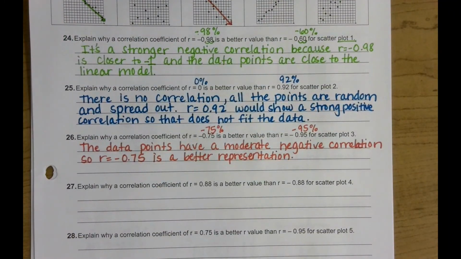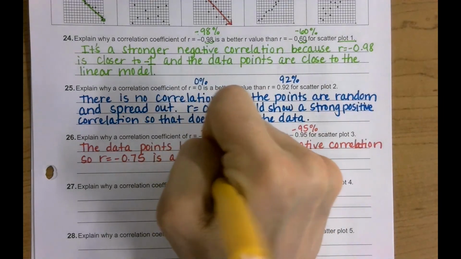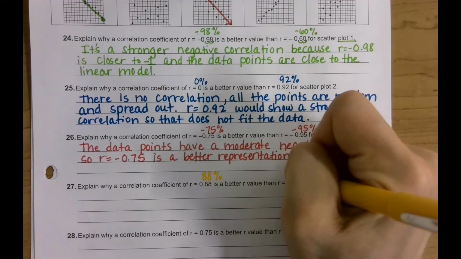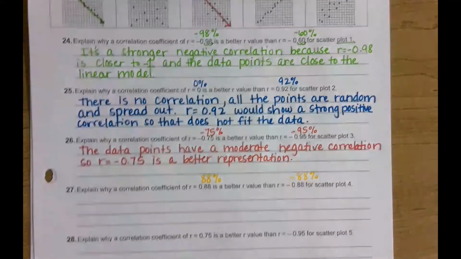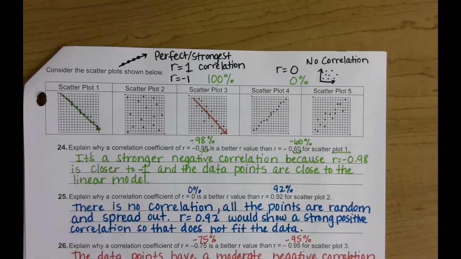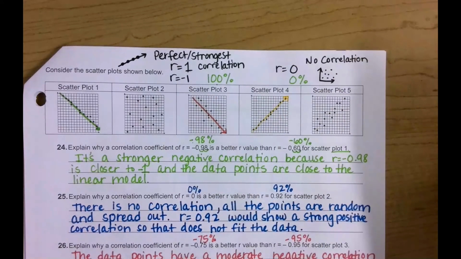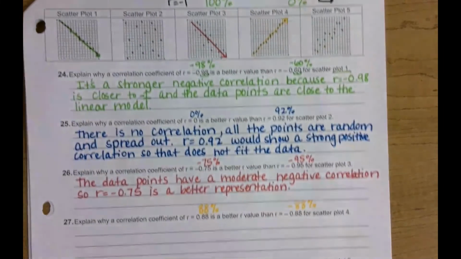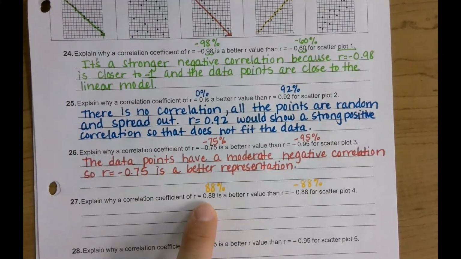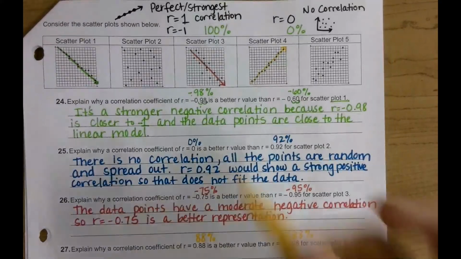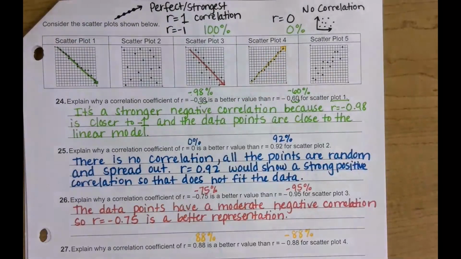27. Explain why a correlation coefficient of r equals 0.88 is a better r value than r equals negative 0.8 for scatter plot 4. So here I'm seeing this one's positive, 88%, this one's negative. I just have to look at what type of correlation scatter plot 4 has. This one has a positive correlation, and it's pretty strong. So that one is definitely going to be r equals 0.88 because it's showing an increasing set of data.